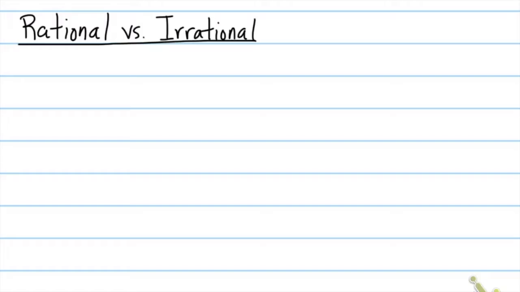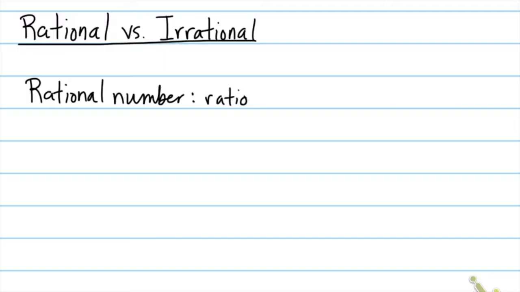In the last video, we talked about a rational number being a number that can be written as a ratio of two integers. Okay, a rational number, like I said, can be written as a ratio of two integers, which means it can be written as a fraction. It's a number that can be written as a fraction.